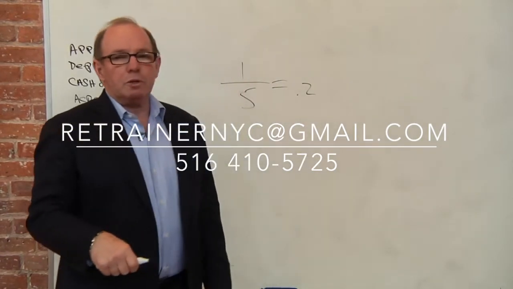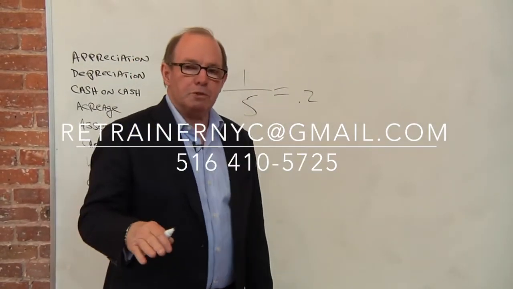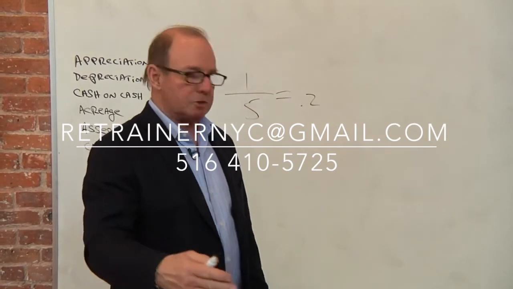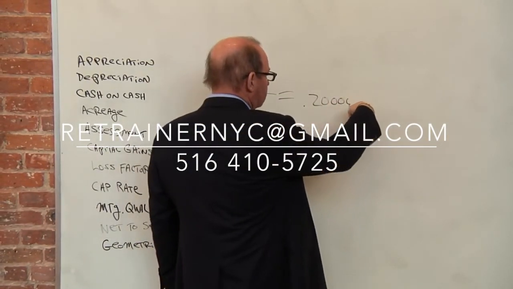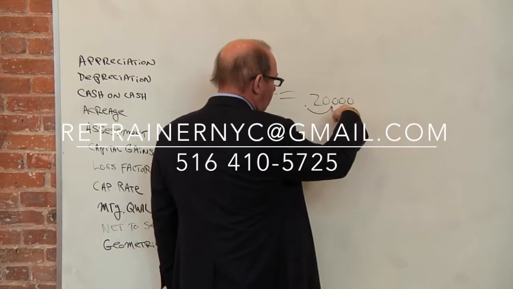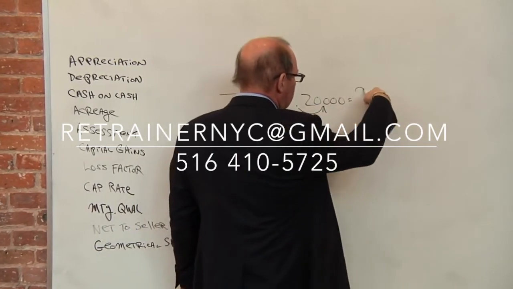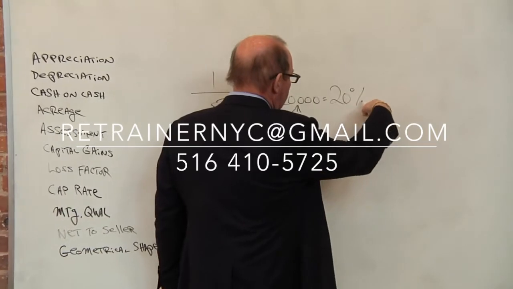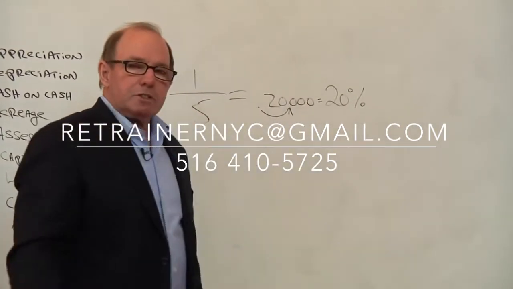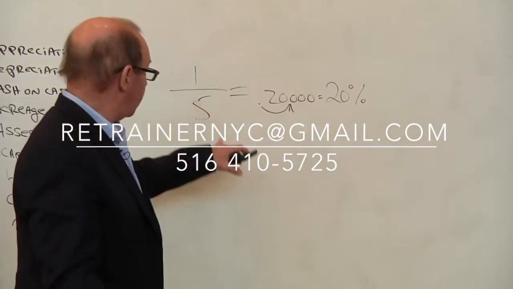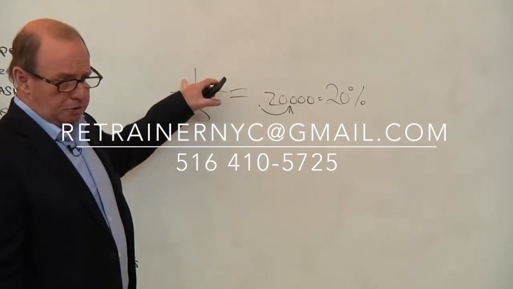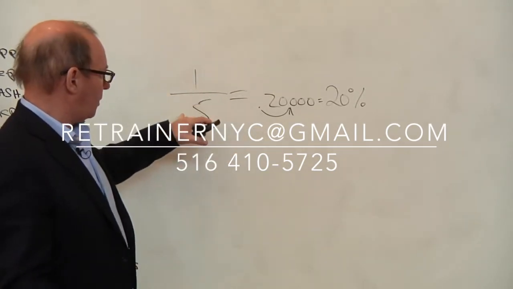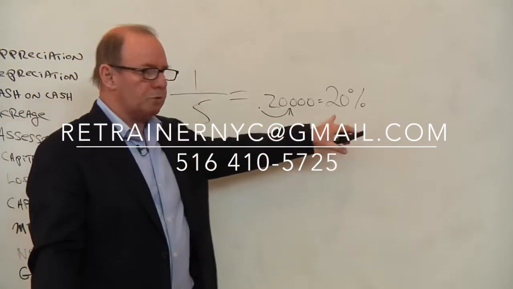To turn a decimal into a percentage, we have to move the decimal point over to the right 2 places. So we can add zeros here all day long, nothing changes. And then we move the decimal point over 2 places, equals 20%. That is the essence of a cash-on-cash problem. Money laid out of pocket goes on the bottom. Money returned to you goes on top. 1 divided by 5 equals 0.20 equals 20%.